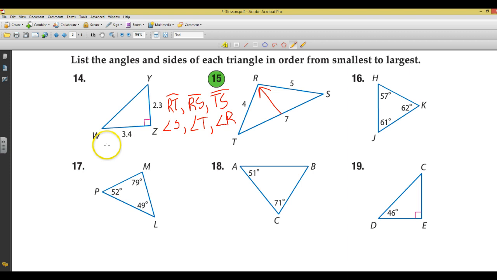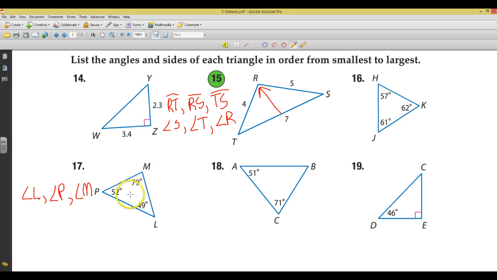On number 17, our smallest angle is 49, angle L. Next is 52, so angle P. And then our largest angle is 79, angle M.